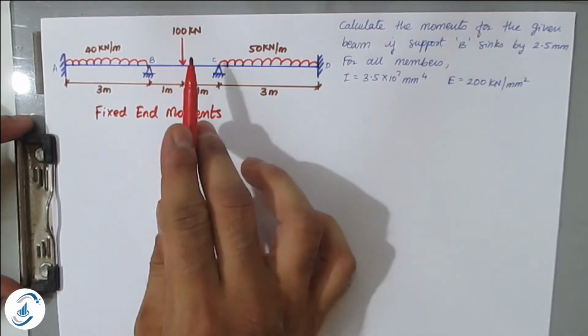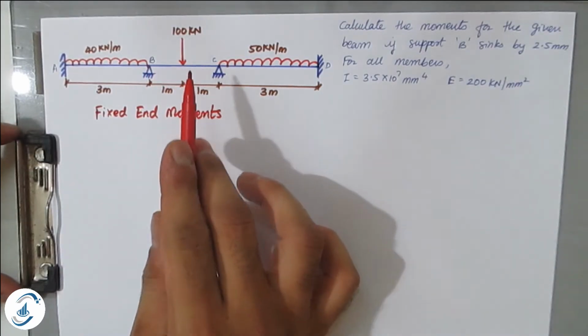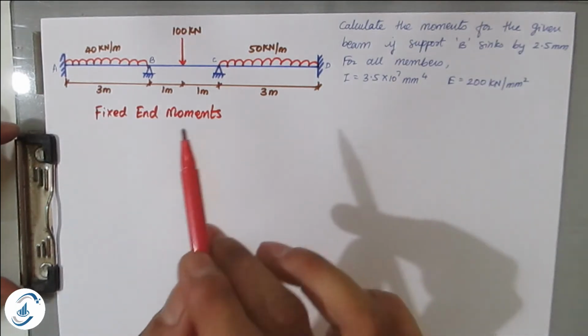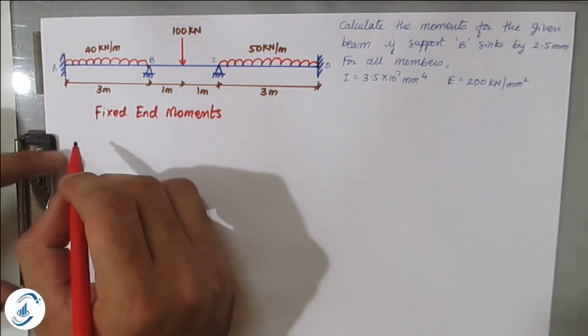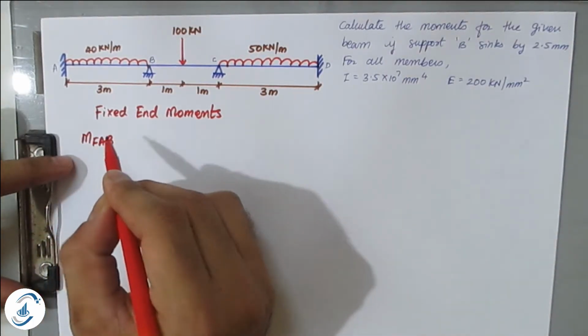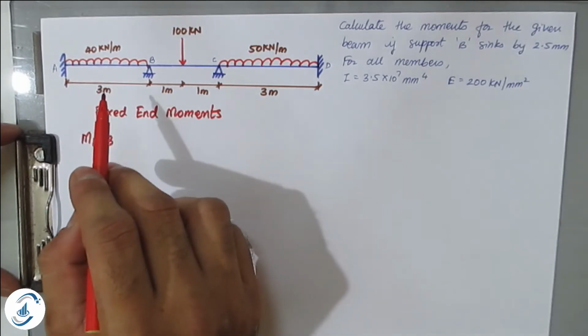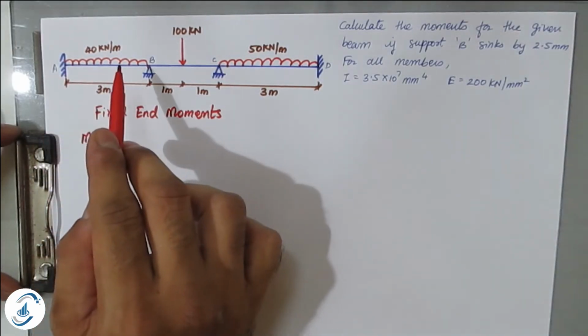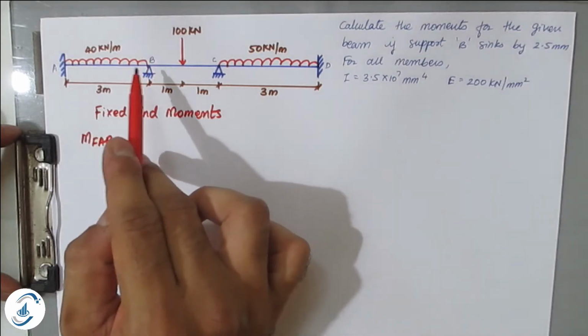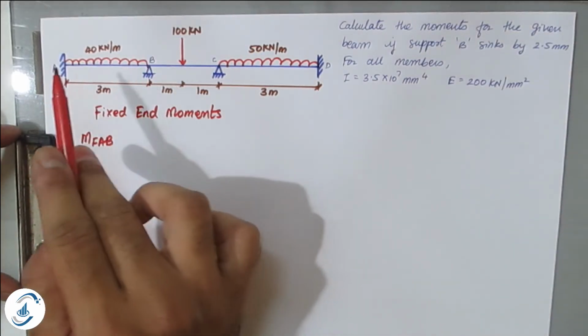So there are 2 types of load considered here. One is UDL and another is point load at the center. So for UDL, the fixed end moment formula is WL square by 12. So we have designated fixed end moment as MFAB. So each span by span you have to find out. So for AB there will be 2 moments. One is MFAB and another is MFBA. So A to B and B to A.